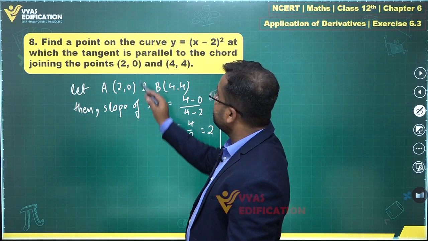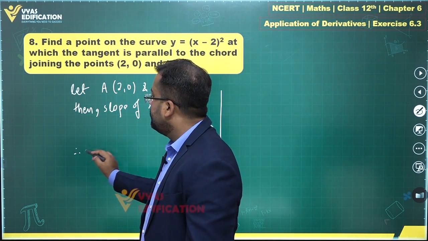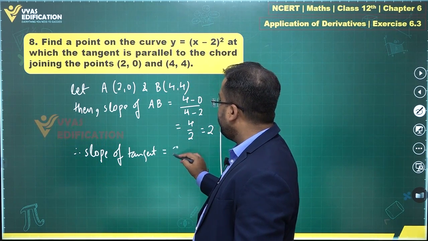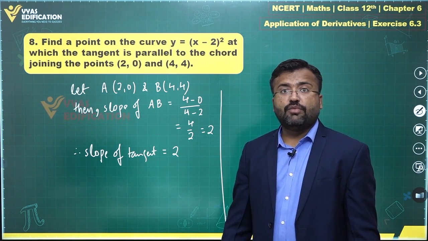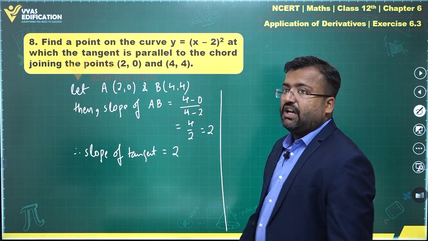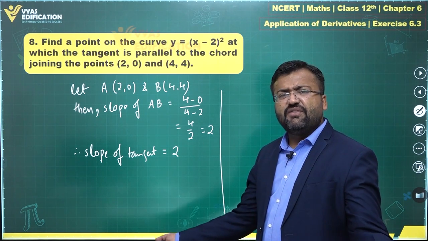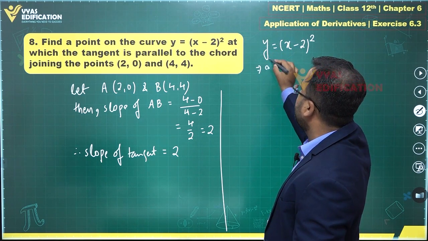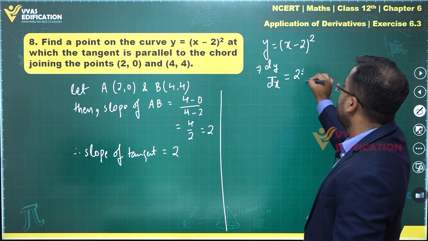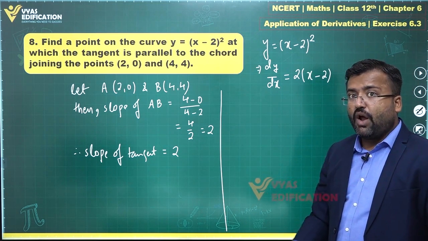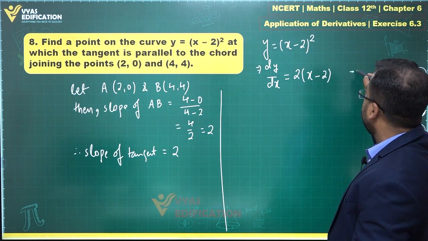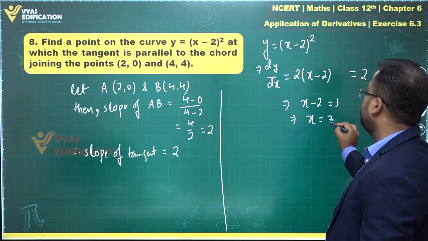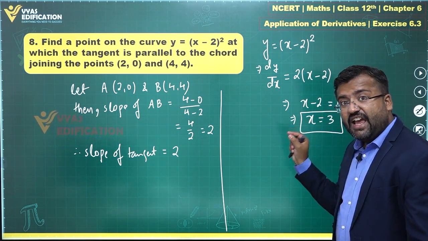Since the tangent is parallel to the chord, the slope of the tangent will also be equal to 2. Next, what is the slope of tangent? It is dy by dx, right? And since we know y equals (x minus 2) whole square, we can find dy by dx very easily. This is 2 times (x minus 2), as the derivative of x minus 2 is 1. If this slope becomes equal to 2, we can easily get the value of x. This gives me x minus 2 equals 1, or x equals 3.